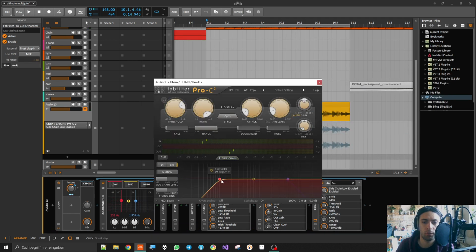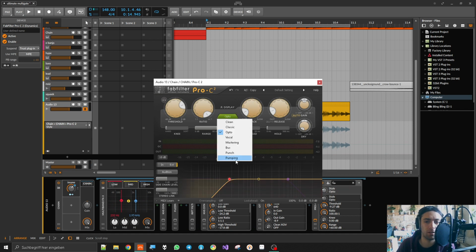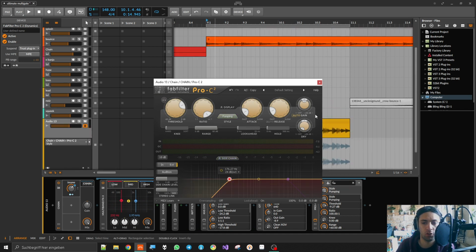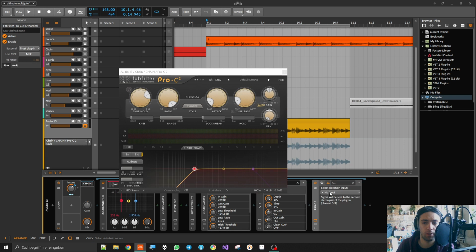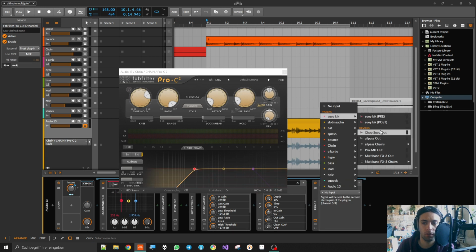Just a little sidechain compressor so that it still blends with the rest of the style, which is very dominated by the kick punching away everything.